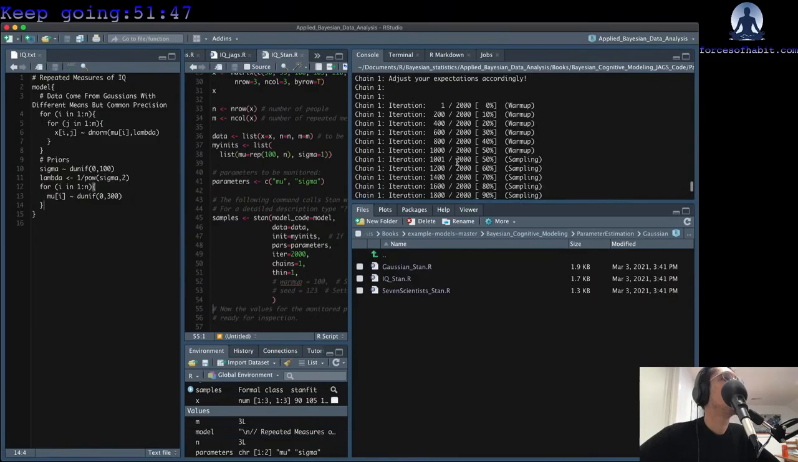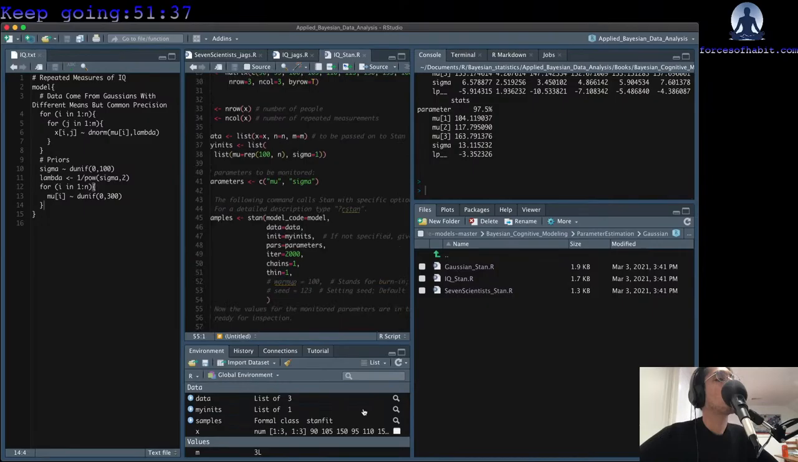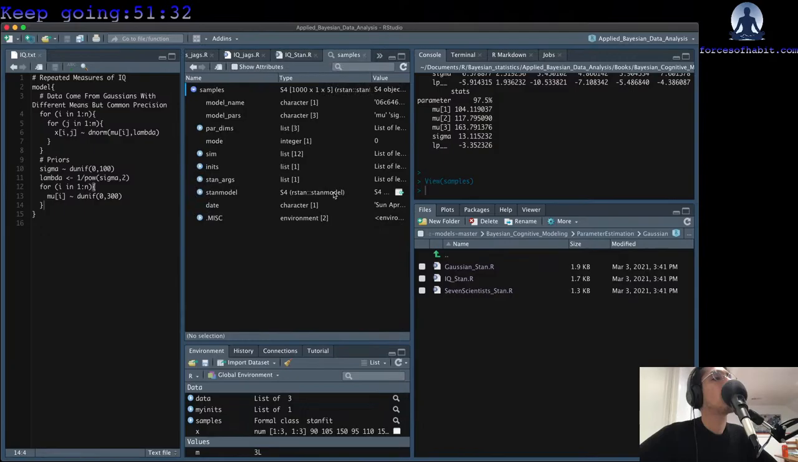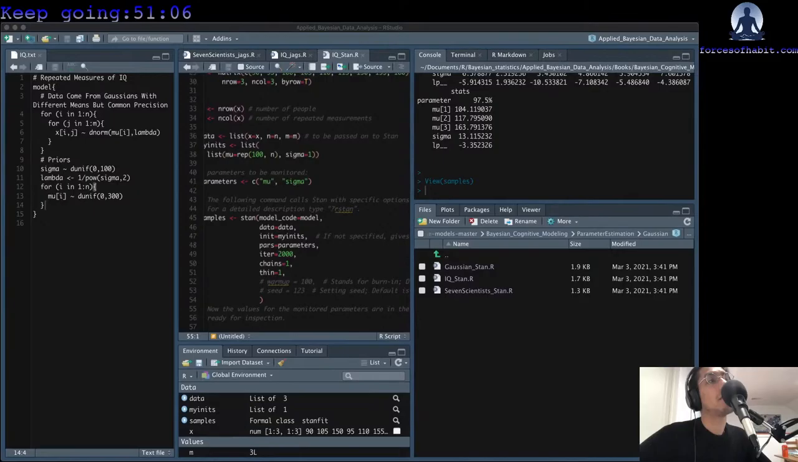Cool. Yeah, so this did everything that we did before. Except now, what's cool about this is we get a Stan object. And Stan objects are nice because there are a lot of helper functions and packages that have been developed and are continuing to be developed that interface really nicely with Stan objects. Like base stats is one that is fairly well known.